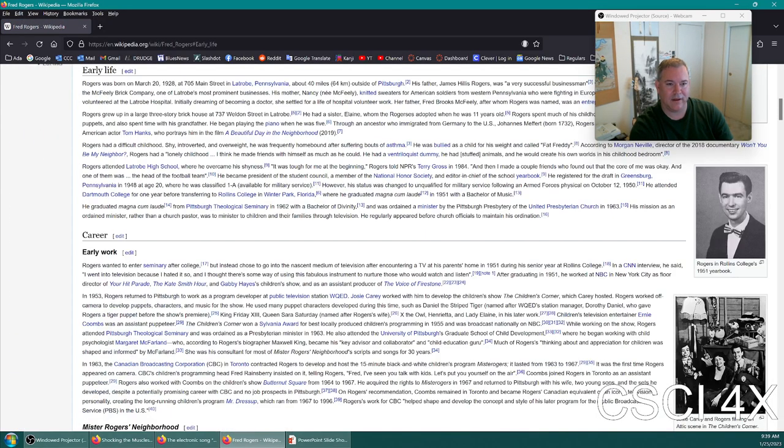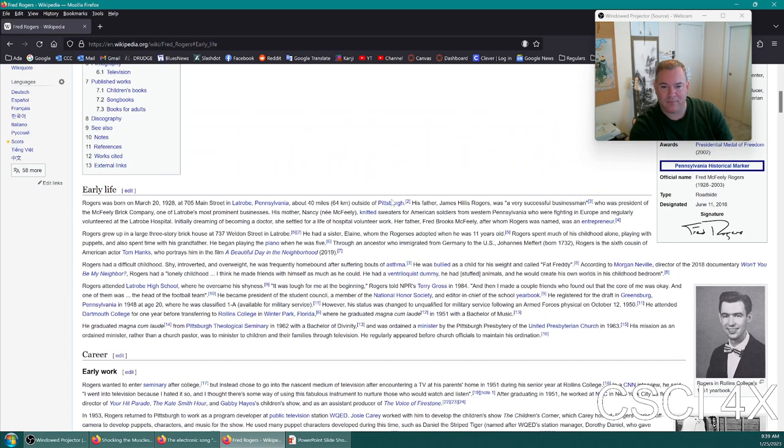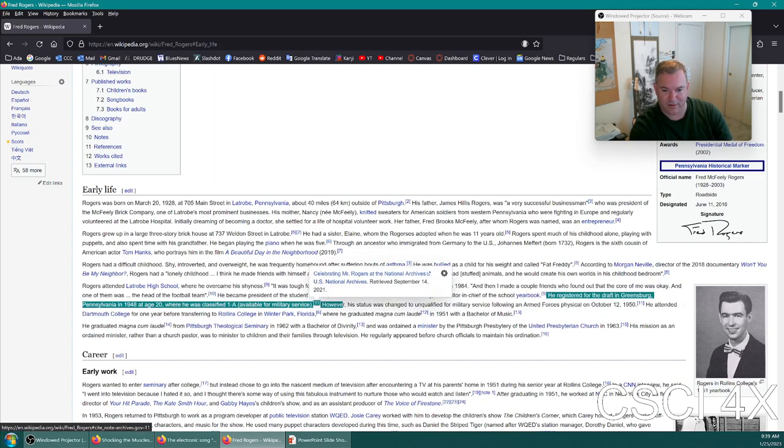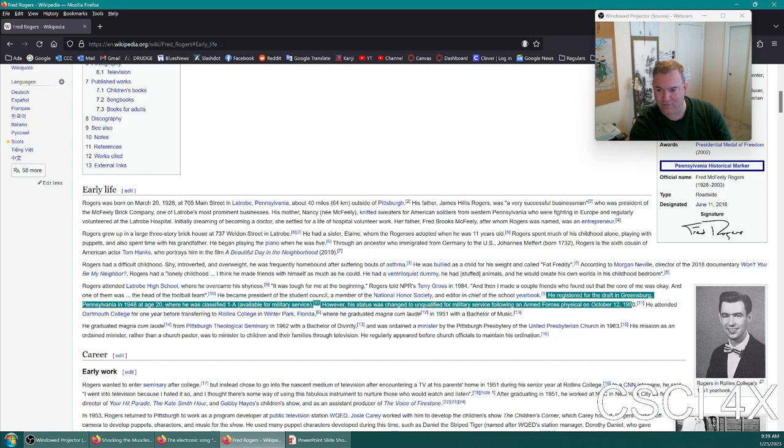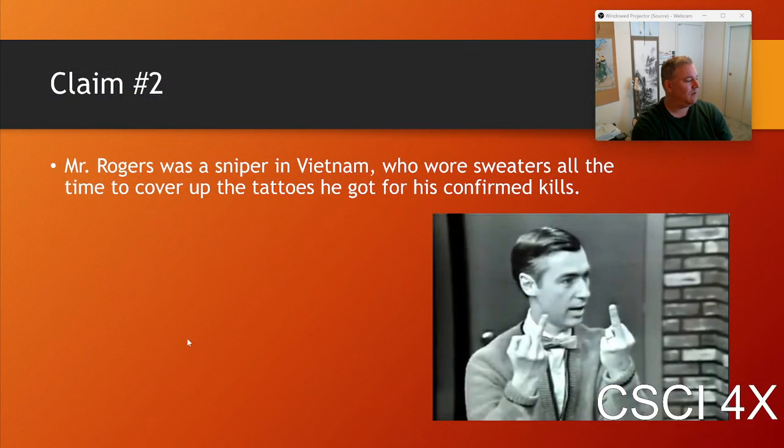Personal life, early life. Let's see. Pittsburgh, overweight, asthma. He had a ventriloquist dummy. Went to high school, president of student council, yearbook. Okay. He registered for the draft at age 20, where he was classified as available for military service. However, he changed to unqualified following a physical for the armed forces in 1950. I don't think he went to the military. Yep. So, any tattoos for the kills?